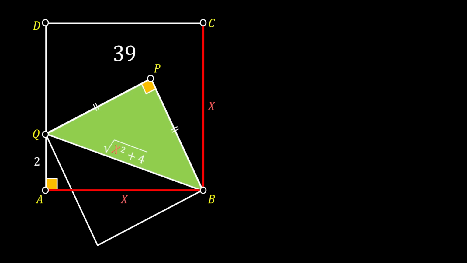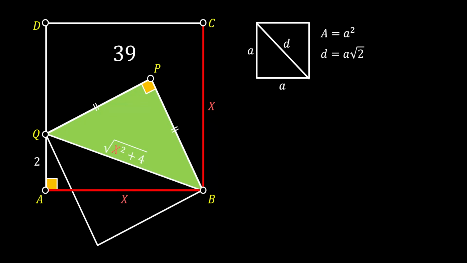But first let's do a quick reminder about the square. So if we have a square with the side length of a, we can calculate its area as a squared. Now let's pull a diagonal with the length of d. The diagonal of the square equals a square root of 2, and we can rewrite this equation in terms of a. Now, if we combine those two equations, we will get that the area actually equals d over square root of 2 squared.